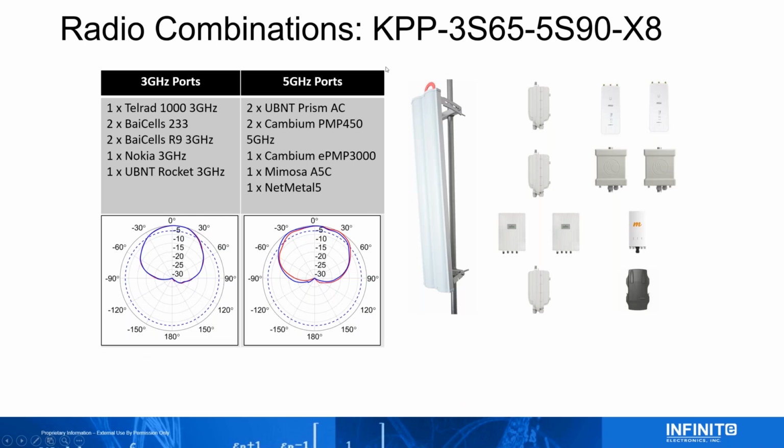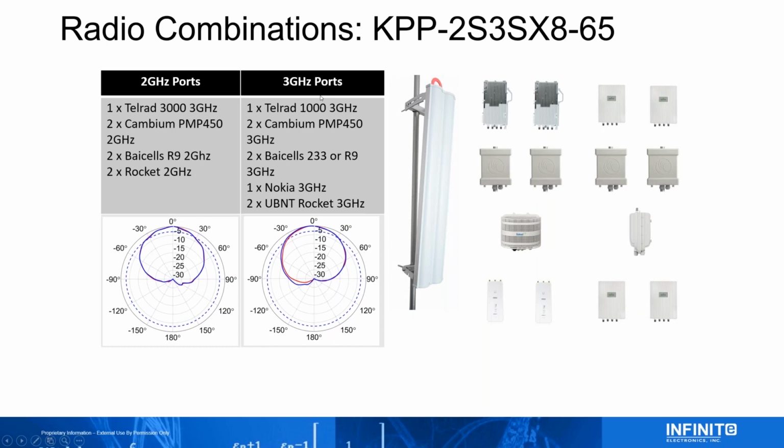So like I said, on these new 8-port sectors, which radios do you put on them? And I'm going to be finishing in 2 minutes, so we can do questions. You can put any 4-port radio, or 2-port radios, on the 5 gig side. So some Prism ACs, put 2 of those, or Cambium PMP 450s, or the 3000. And then on the 3 gig side, you put maybe a Telrad or Baicells 233, or the Nokia, which is an awesome radio, or the Ubiquiti Rocket. Some of the older generation radios, but just lots of different combinations you could do here.